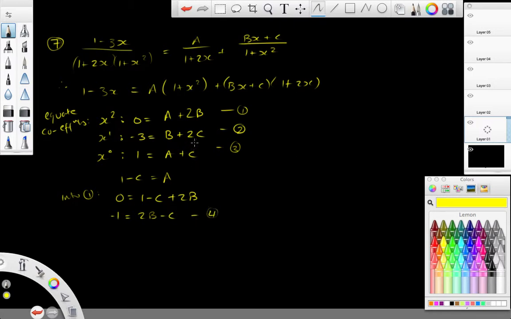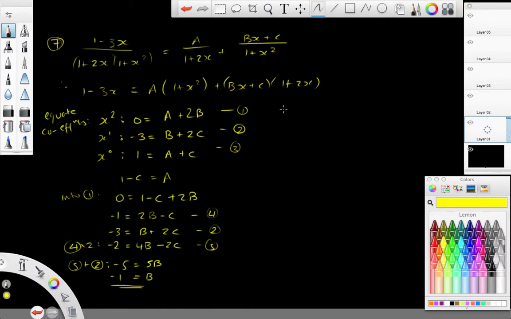And then we've got another equation here involving B and C, so I'm just going to put that down underneath. You've got minus 3 is equal to B plus 2C. That was equation 2. And if we multiply equation 4 by 2, then that's going to give us minus 2 is equal to 2B minus 2C. We'll call it equation 5. So if I add 5 plus 2, I'm going to get minus 5 is equal to 5B. So B must equal minus 1.